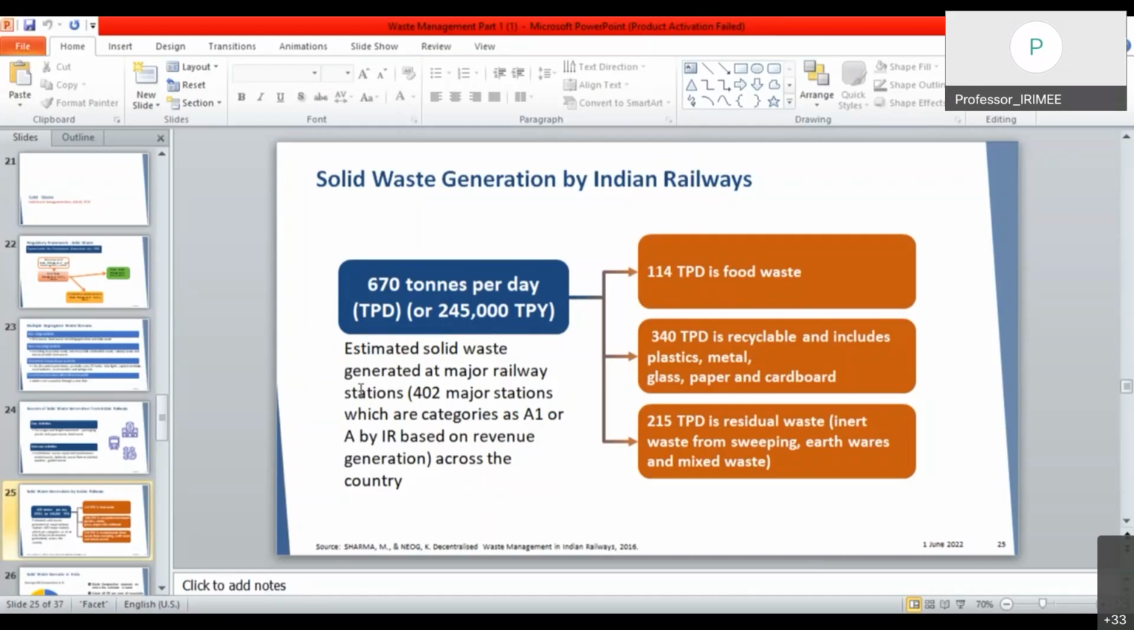Estimated solid waste generated at major railway stations, 402 railway stations in A1 and A category based on revenue generation across the country. This data is given. 114 tons per day is food waste, 340 tons per day is recyclable and includes plastic, metal, glass, paper and cardboard, and 215 tons per day is residual waste like inert waste from the sweeping, earthwares and mixed waste.